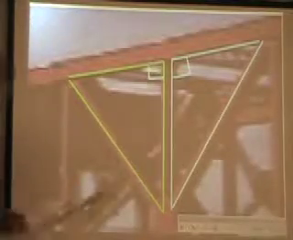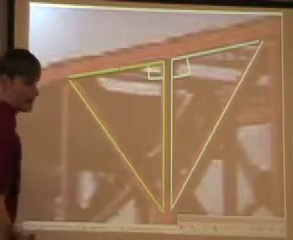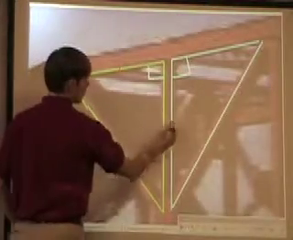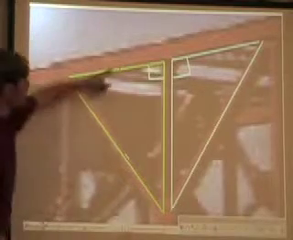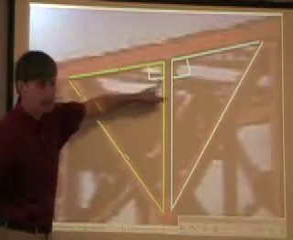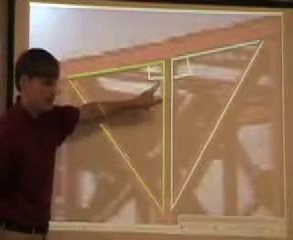Here's where they're right. Now, let me ask you this. What is this? The what? It's a leg. What's this? Leg. What's this? Hypotenuse. This is a leg. This is a leg because right here is a 90-degree angle. Remember, the legs form the what? The right angle.